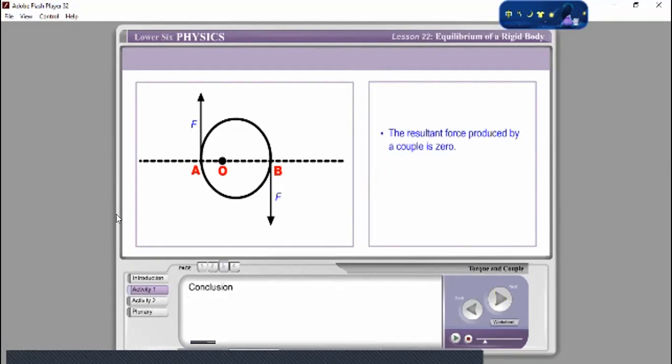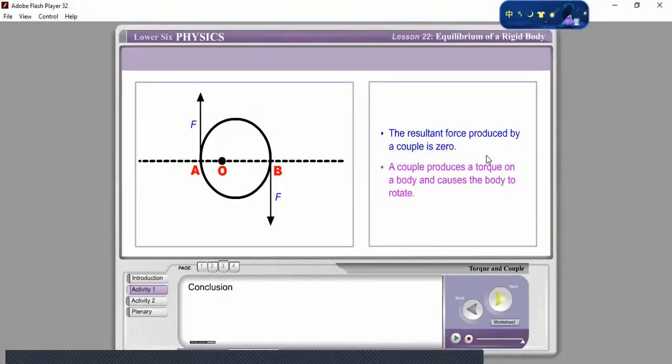Conclusion. The resultant force produced by a couple is 0. A couple produces a torque on a body and causes the body to rotate. Okay, the resultant force is 0 because one is up, one is down. But for the couple, the torque is F times d, not from the center, but d is the distance between the two forces F.